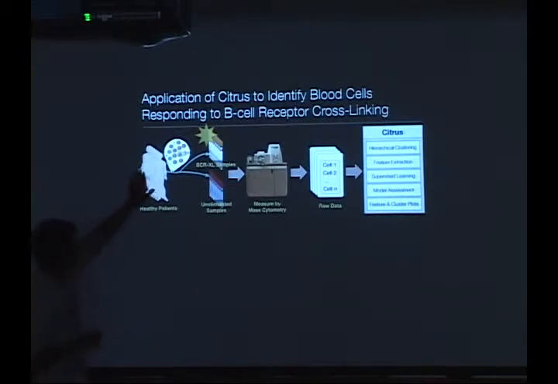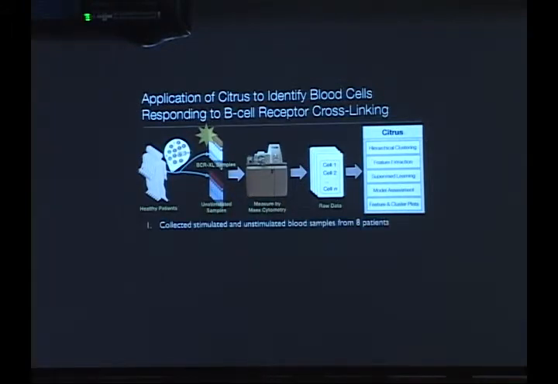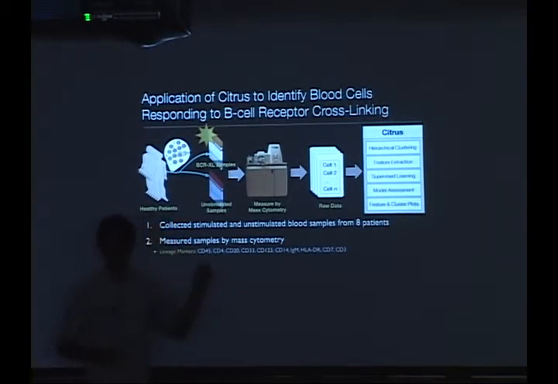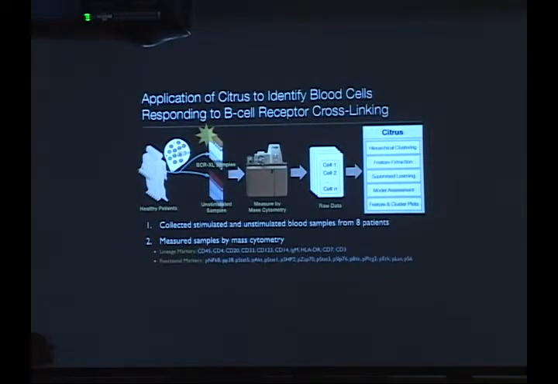So this is what that experiment looks like. Again, they had a bunch of healthy patients. They took aliquots from each of the healthy patients and stimulated them with B cell receptor crosslinker. They also measured a bunch of unstimulated samples, measured it by mass cytometry, and we plugged it into our algorithm Citrus. They measured a standard barrage of immune lineage markers and a bunch of functional markers that basically quantify the activity of different pathways that are downstream from various numbers of receptors.